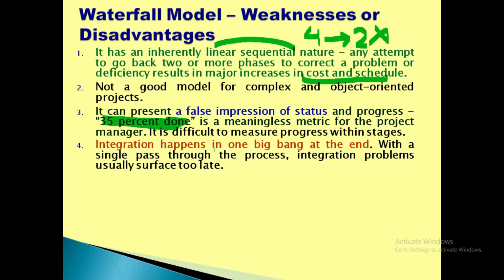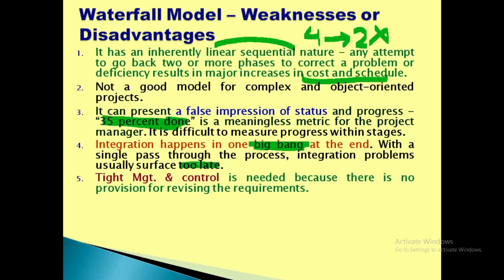Integration happens in one big bang at the end. Once the system is integrated and system testing is done in phase 5, only then does the integration happen, in one big bang. It means there is nothing which you can see or preview before the integration phase. With a single pass through the process, integration problems usually surface too late. Once the integration is done in the 5th phase, when all the documents are being delivered from phase 1 to phase 4, it becomes too late to cater to all the problems which arise after the integration.